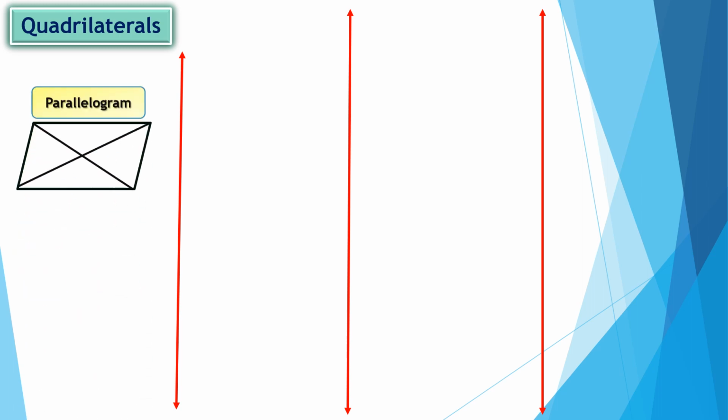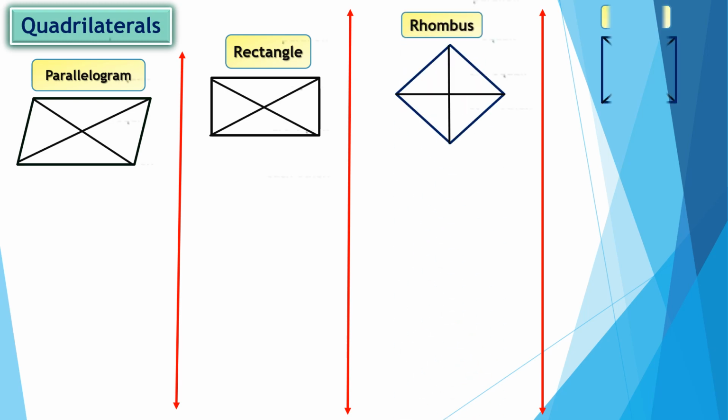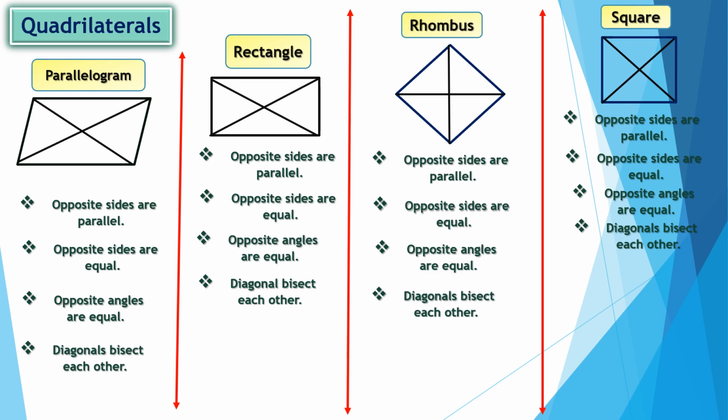So we see our 6 types of quadrilaterals. Here we see the main 4 types of quadrilateral. First is parallelogram, second is rectangle, third is rhombus, and fourth is square. Here we see 4 properties are the same for each type of quadrilateral. Which 4 properties? Opposite sides are parallel, opposite sides are equal, opposite angles are equal, and diagonals bisect each other.